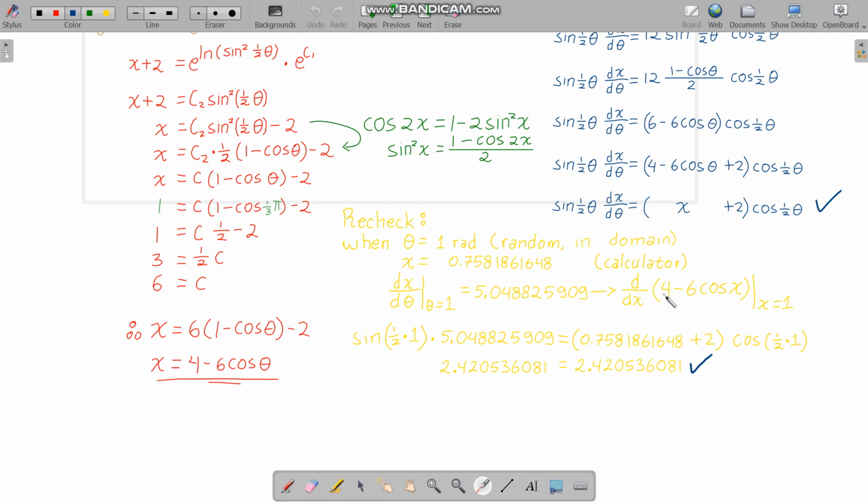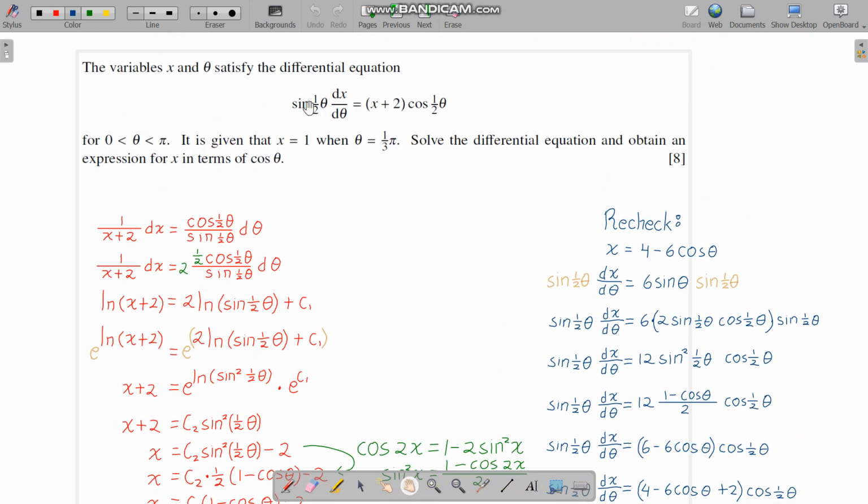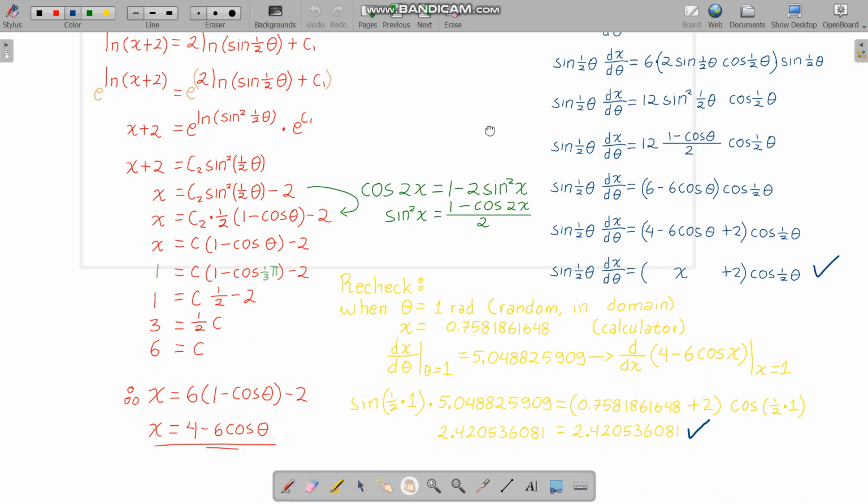But in the calculator, we can only use ddx. So this is ddx of the function. So actually this is dx d theta. This is x. So d, this guy, d theta, which is exactly the same, but we replace it with x, same thing. Right, so we are differentiating this with respect to theta, and then we replace the theta with 1 radian. So we get this, and now we check using the original equation, sine 1/2 theta dx d theta.